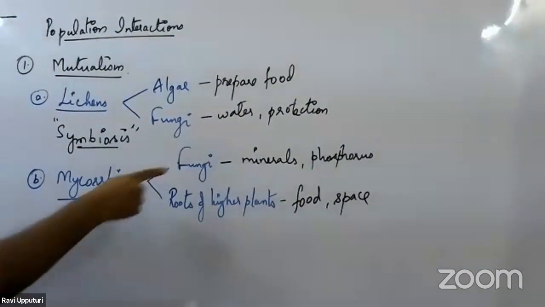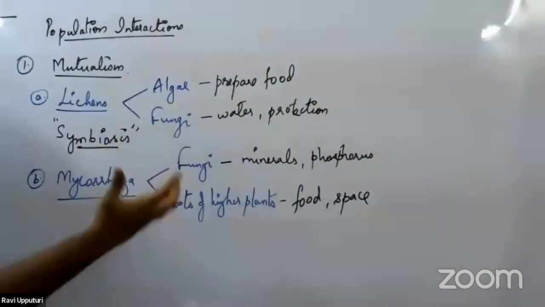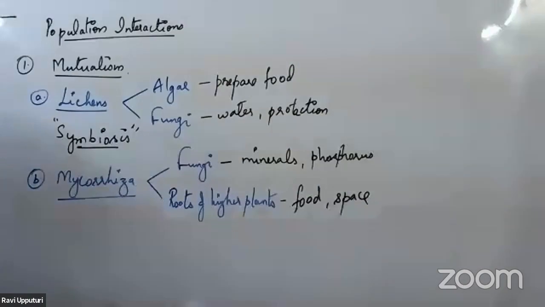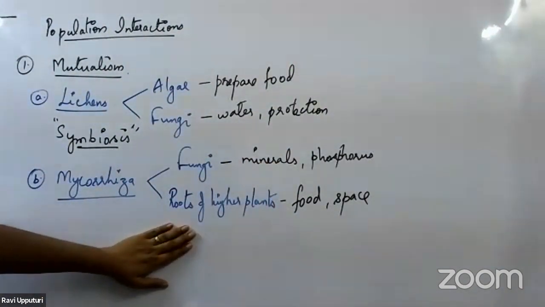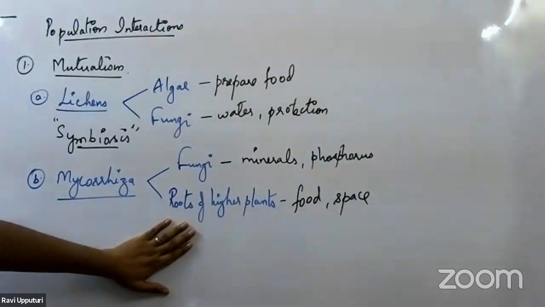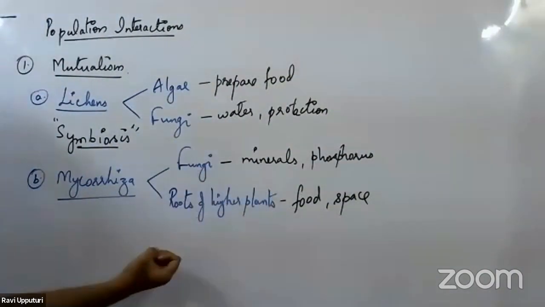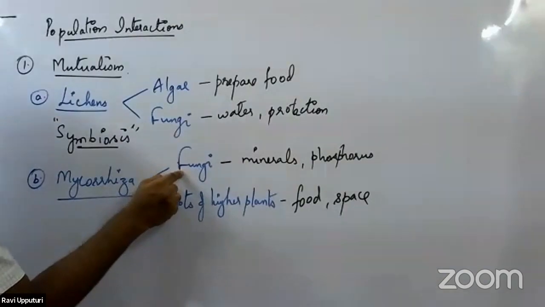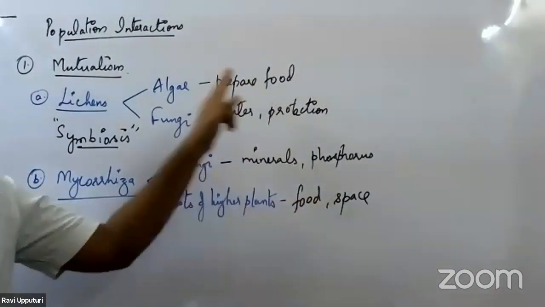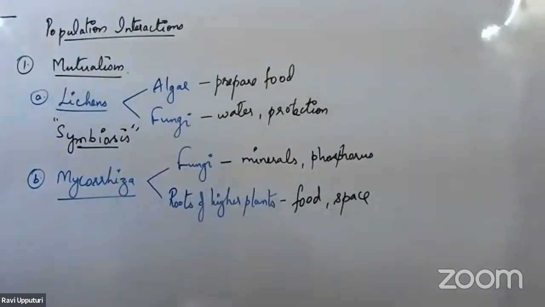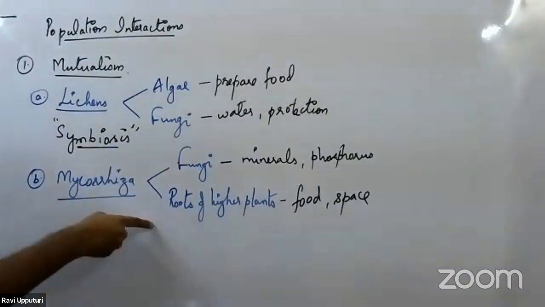So what is fungi doing? Fungi absorbs the minerals from the soil, especially phosphorus, and gives those minerals to the roots of the higher plants. In turn, what is the plant doing? The plant prepares the food and gives it to the fungi, and also provides space for the growth of the fungi. So that's how these two species interact.